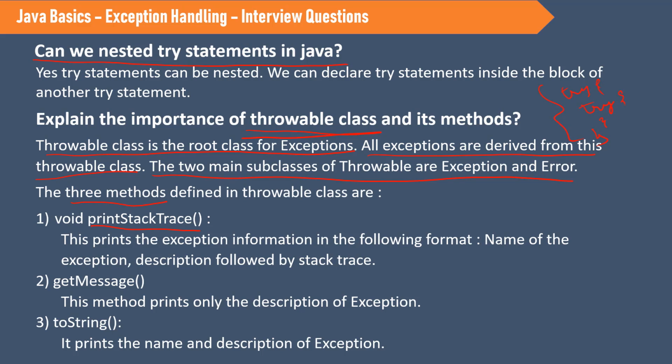They are printStackTrace. This prints the exception information in the following format: name of the exception, description, followed by stack trace. Then getMessage. This method prints only the description of the exception. And toString prints the name and description of the exception. So that is about throwable class.